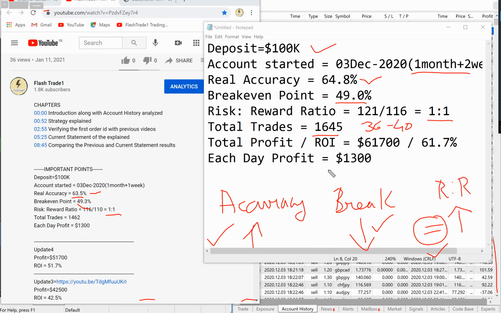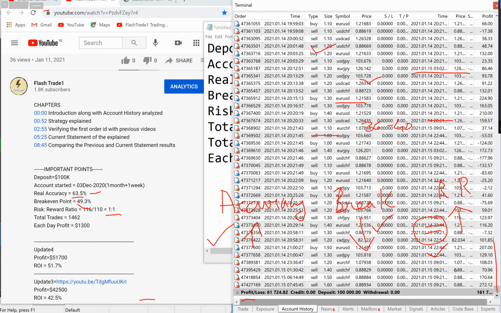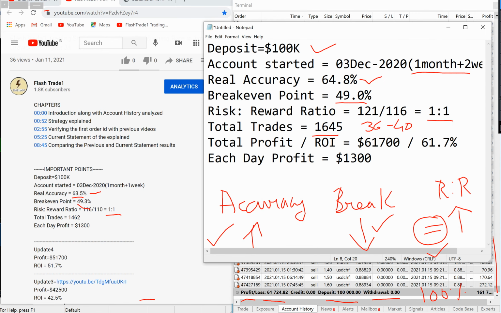Total profit on the account, you can see, total profit on the account is 61,700 with a deposit of 100k, withdrawal of 0. Here the client is going to withdraw the amount only after he gets 100% return on his account. So profit on the account is 61,500.